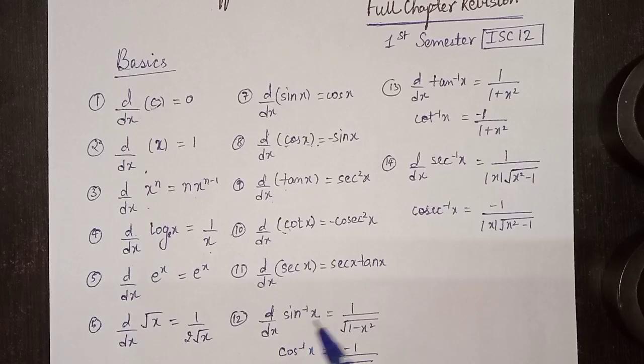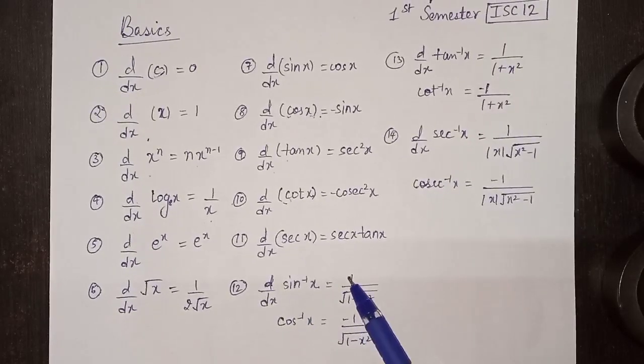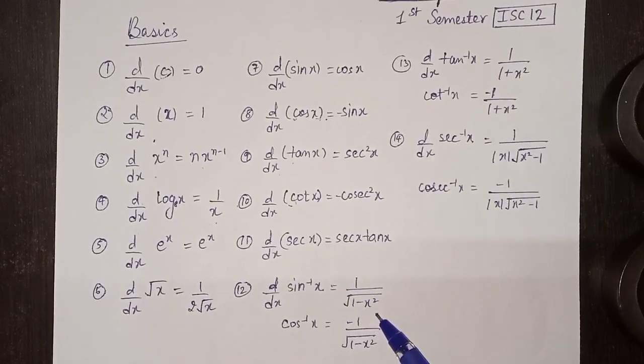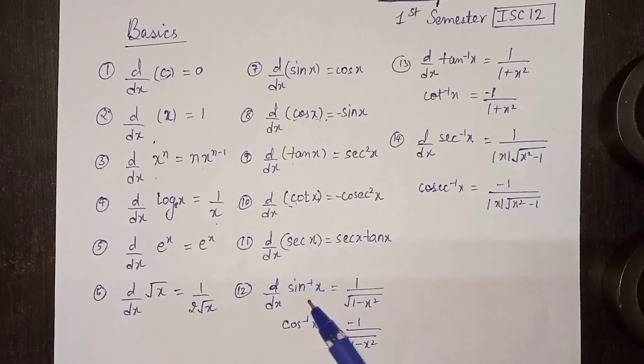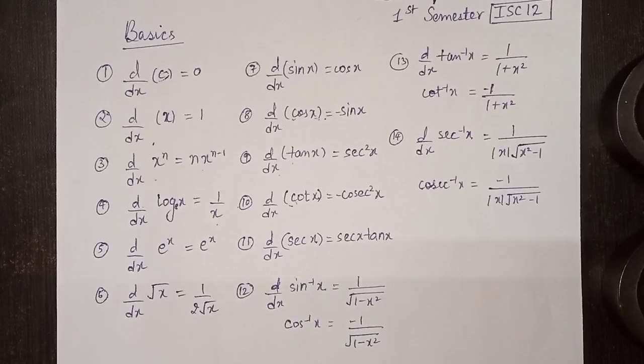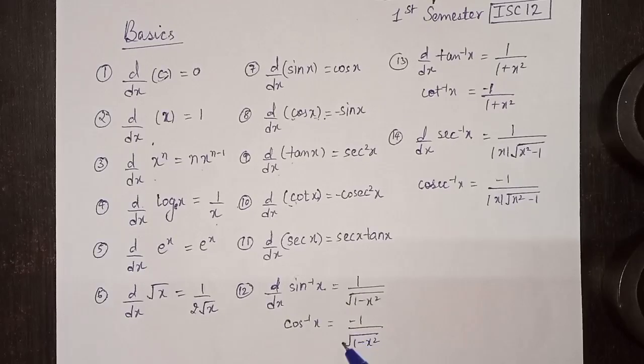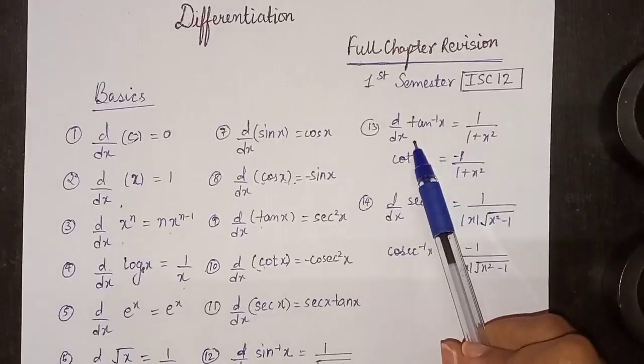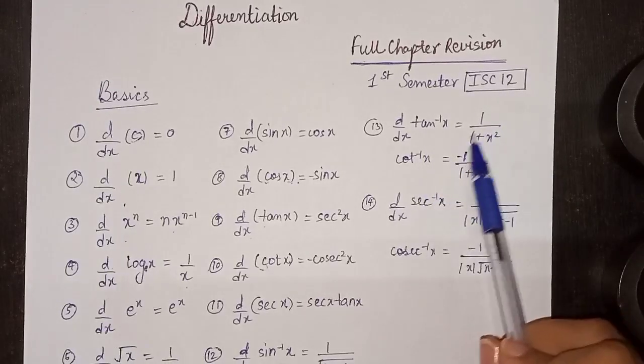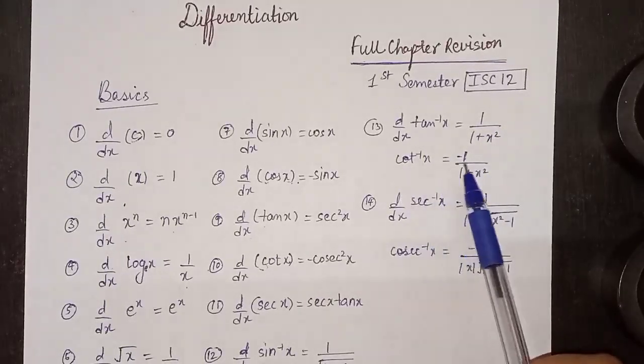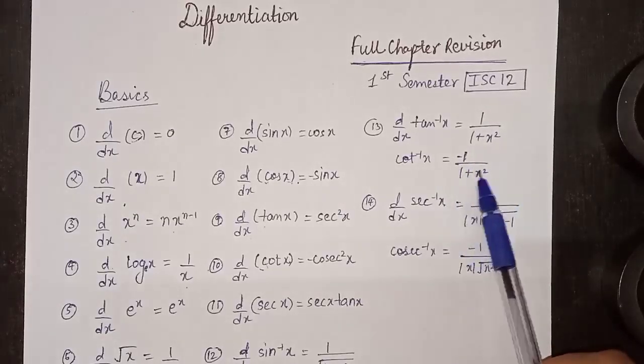d by dx of sine inverse x is equal to 1 by under root of 1 minus x square. So this is an inverse trigonometric function, and you must be aware about the differentiation of these functions. Cos inverse x is equal to minus 1 divided by under root of 1 minus x square. d by dx of tan inverse x is equal to 1 by 1 plus x square. Cot inverse x is equal to minus 1 divided by 1 plus x square.